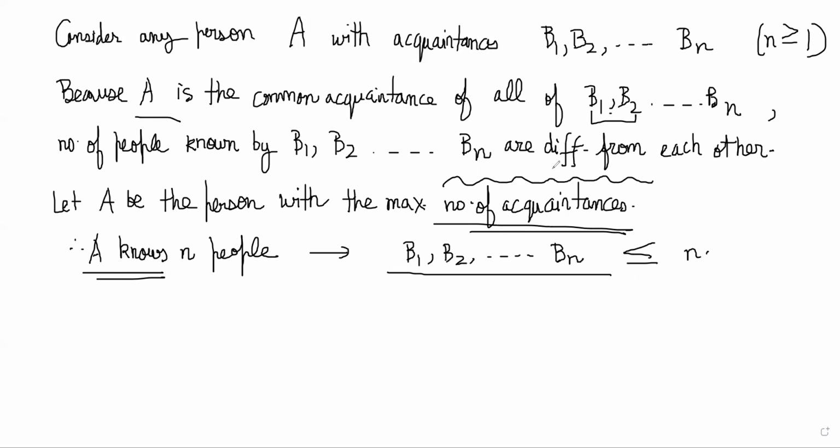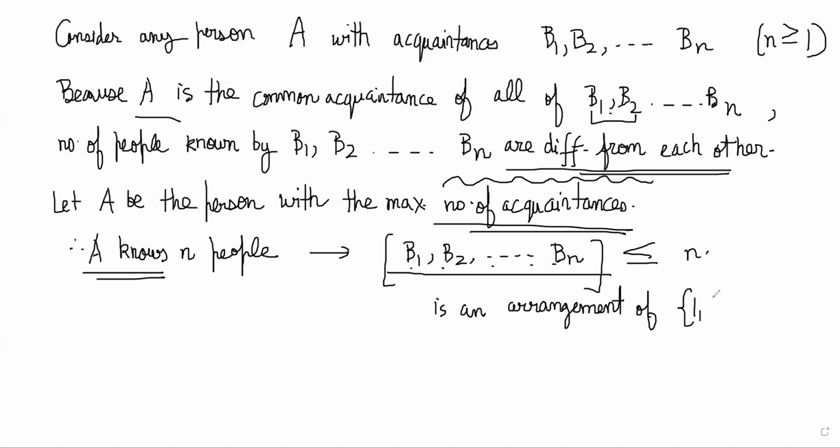And also we know from the previous fact that B1, B2, Bn are all different from each other because they all have a common acquaintance. So there are n numbers, different from each other and less than or equal to n. So obviously B1, B2, Bn is an arrangement of 1 to n, right? It must be a permutation of 1 to n because there are only n numbers in 1 to n and there are n different numbers here, right?